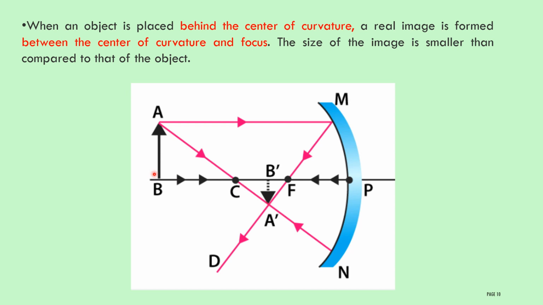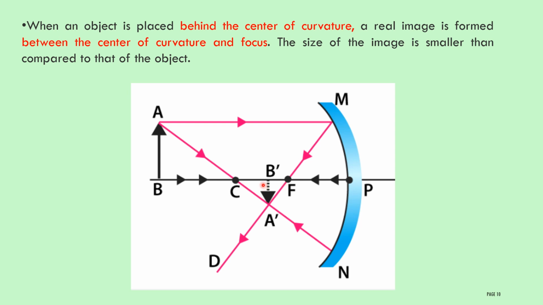Let us discuss in detail here. This is the position of the object. You are keeping the object behind the center of curvature. Here also we are considering two rays, one is this one, another one is this one. Already you know, if any ray is parallel to the principal axis, after reflecting, it always passes through the principal focus.